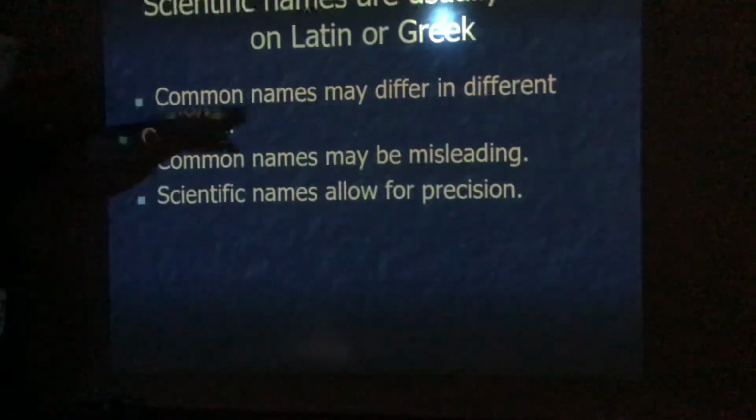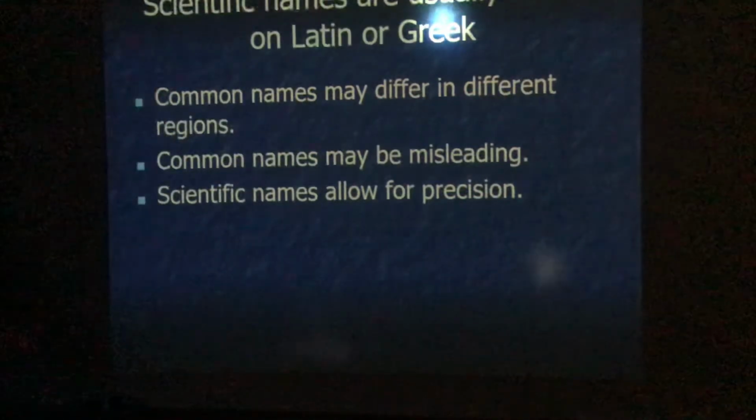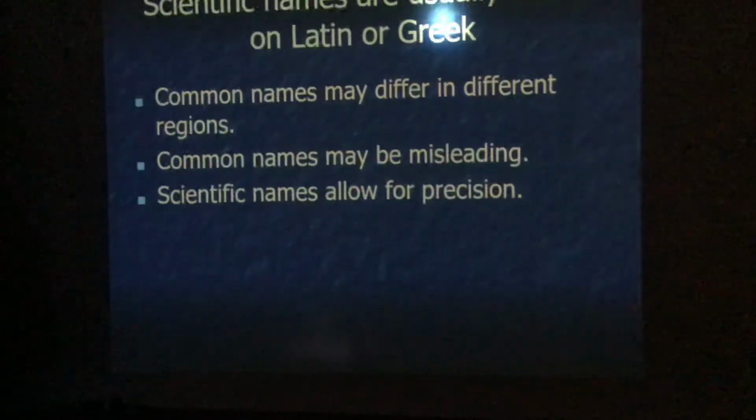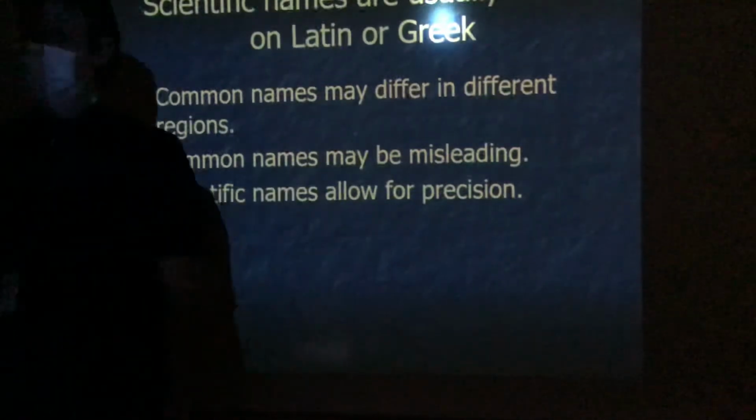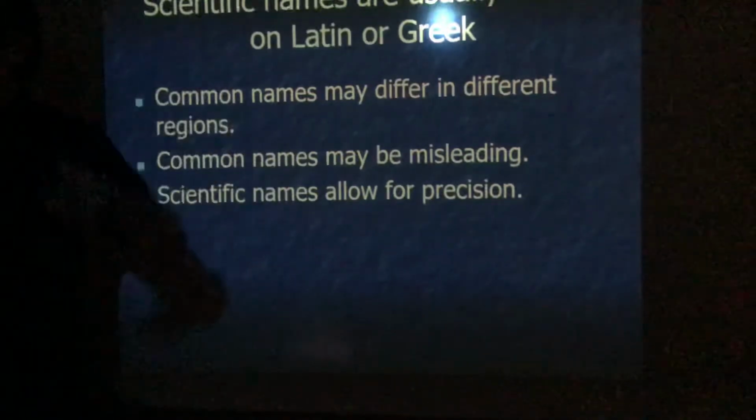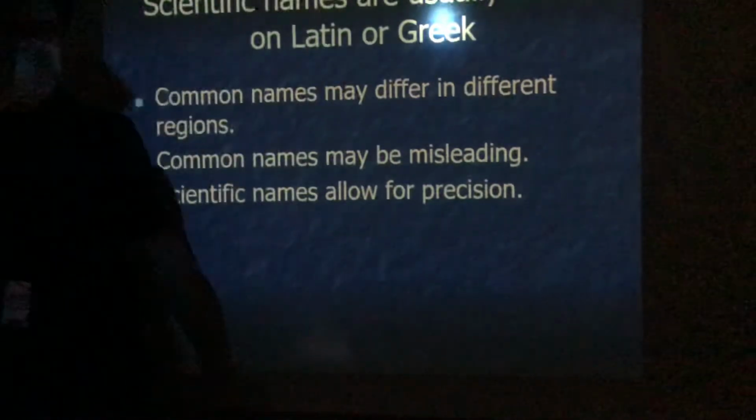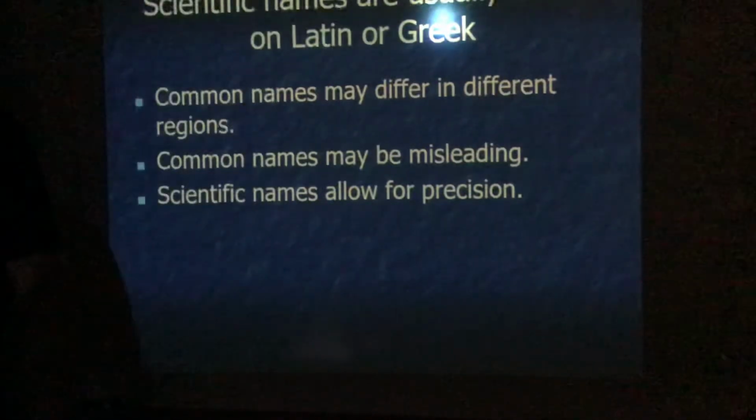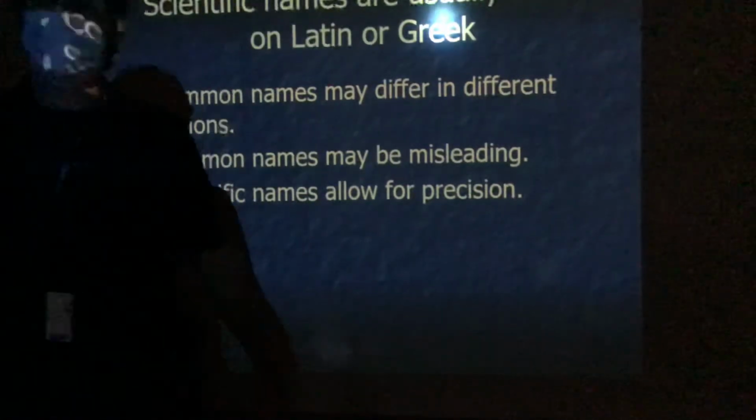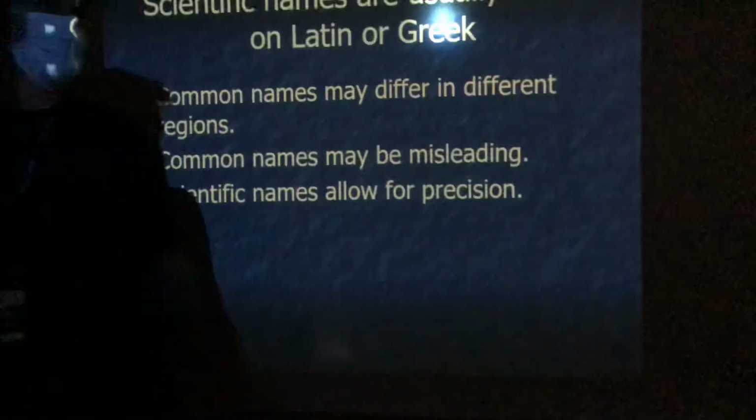Common names may differ in different regions. That's what I talked about. Remember the fictitious one, like Bigfoot, Sasquatch, Yeti, the abominable snowman. They're all talking about some two-legged, eight-foot-tall hominid, possibly running around out there in the outskirts all over the world.